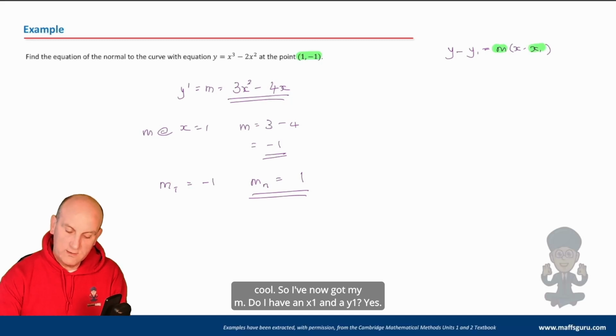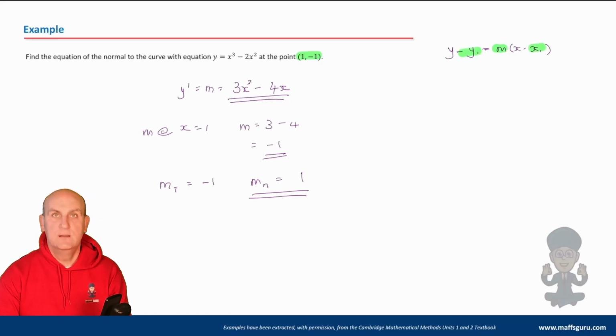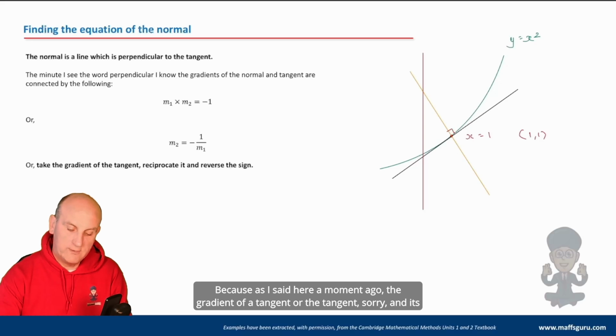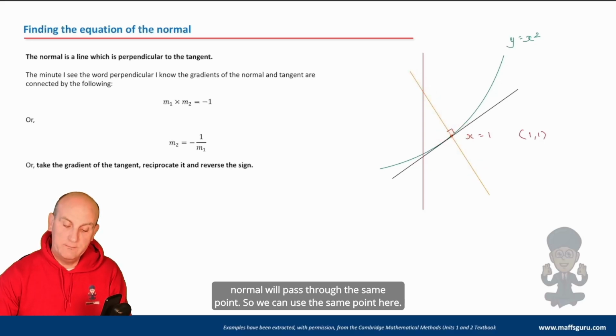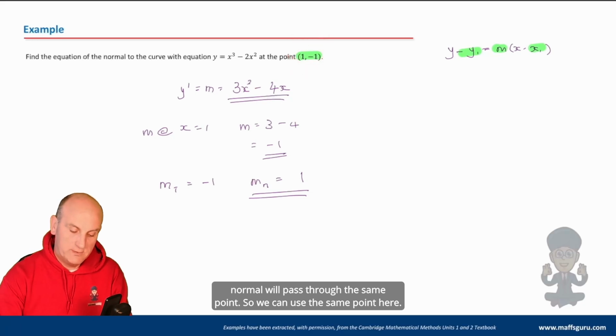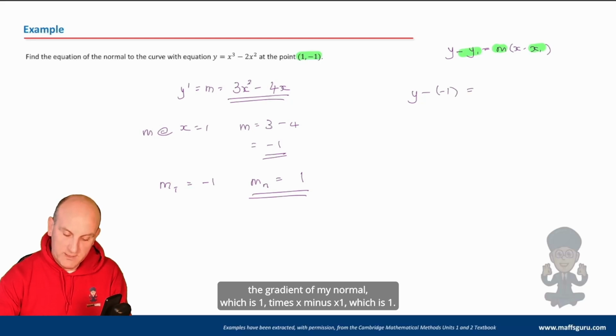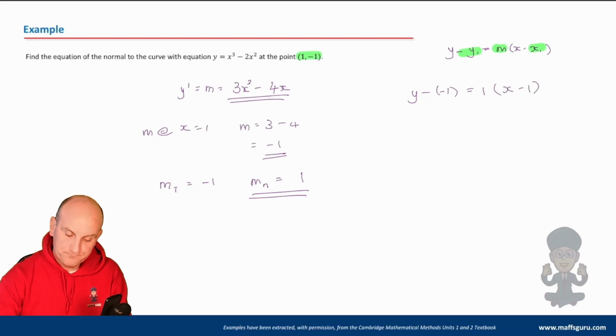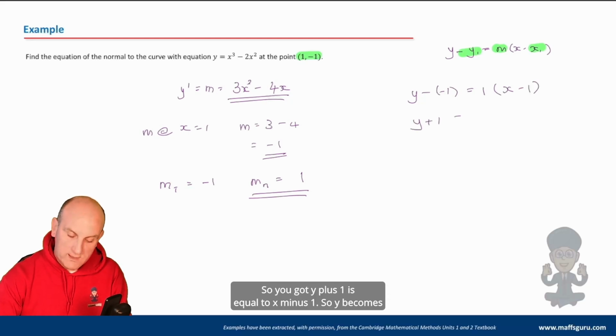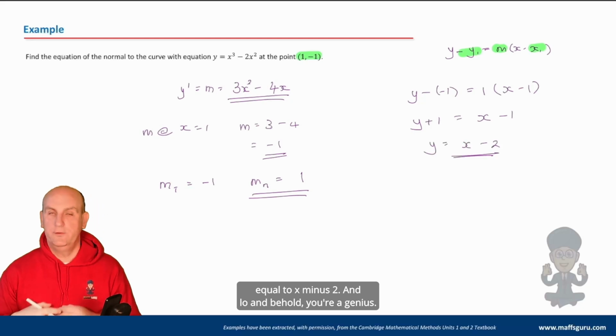Do I have an x1 and a y1? Yes, because as I said a moment ago, the tangent and its normal will pass through the same point. So I can use the same point here. So I now know I've got y minus y1, which is -1, is equal to the gradient of my normal, which is 1, times x minus x1, which is 1. So you got y plus 1 is equal to x minus 1. So y becomes equal to x minus 2. And lo and behold, you're a genius.